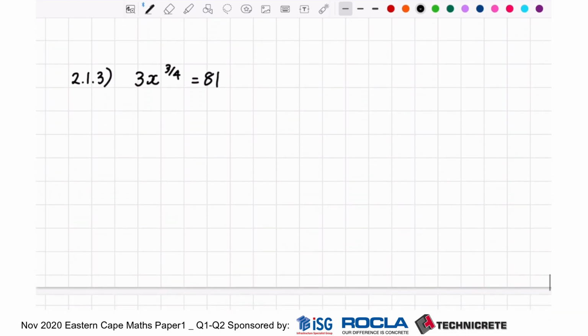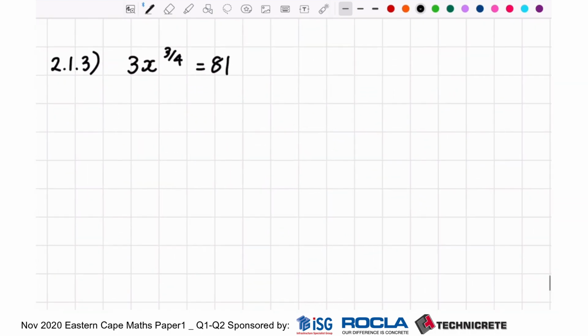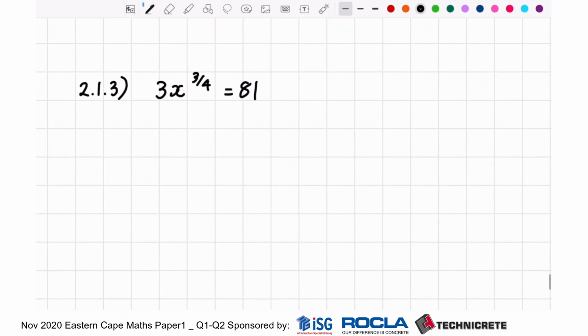Okay, moving on to 2.1.3. Now I've got exponents. So the first thing that I notice is that I have a common factor of 3 in both of these, so I can divide both sides by 3. And on this side, I'm going to be left with x to the 3 over 4. And 81 divided by 3 is 27.